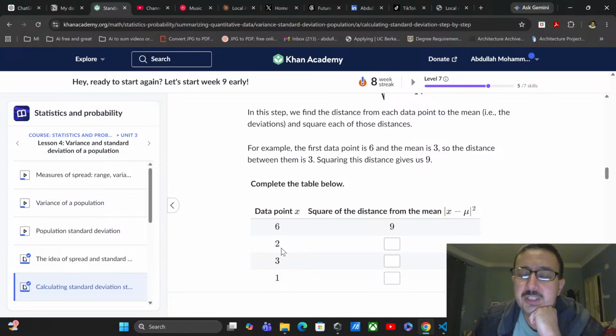Okay, I'm going to do all of this. So I got 2 minus 3. That's minus 1 squared. That's 1. 3 minus 3, that's 0. This is the mean itself, so it's going to be 0, and squared it's 0. Okay, 1 minus 3, that's minus 2 squared. That's 4. Am I correct? Right, 1 minus 3 is minus 2, and minus 2 squared is 4.